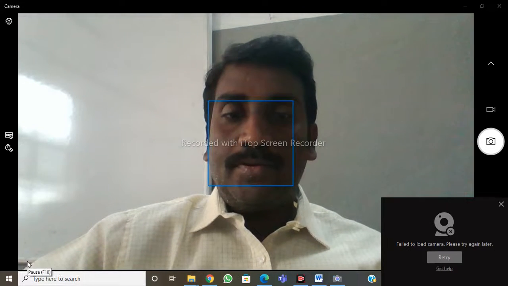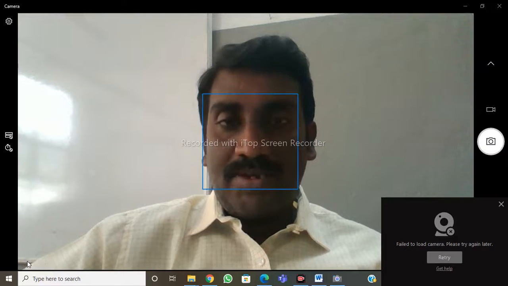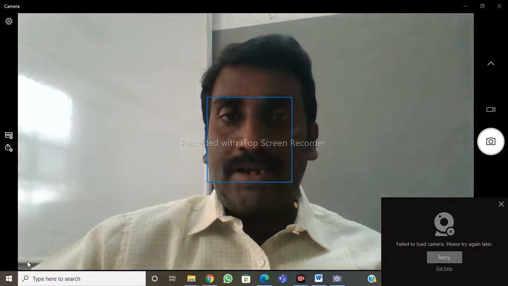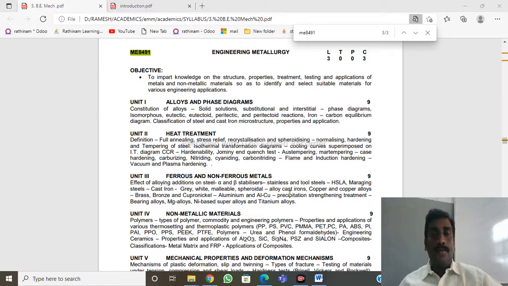Now we are going to see the subject ME 8491, Engineering Metallurgy. This is the syllabus of Engineering Metallurgy, which is framed by Anna University. From this subject, we are going to gain knowledge about the structure, properties, treatments, and testing, and also the applications of metals and non-metallic materials, and how to identify and select suitable materials for various engineering applications.